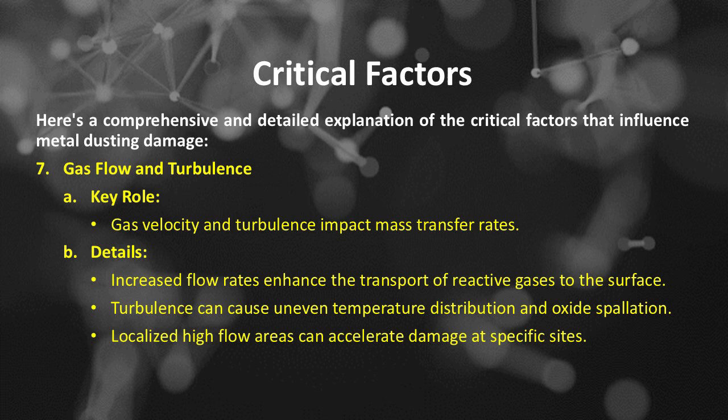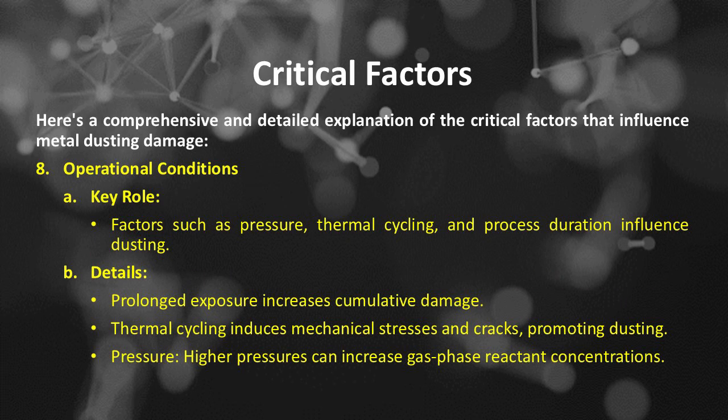Key role: gas velocity and turbulence impact mass transfer rates. Details are: increased flow rates enhance the transport of reactive gases to the surface. Turbulence can cause uneven temperature distribution and oxide spallation. Localized high flow areas can accelerate damage at specific sites. Number 8 of the critical factors that influence metal dusting damage is operational conditions.